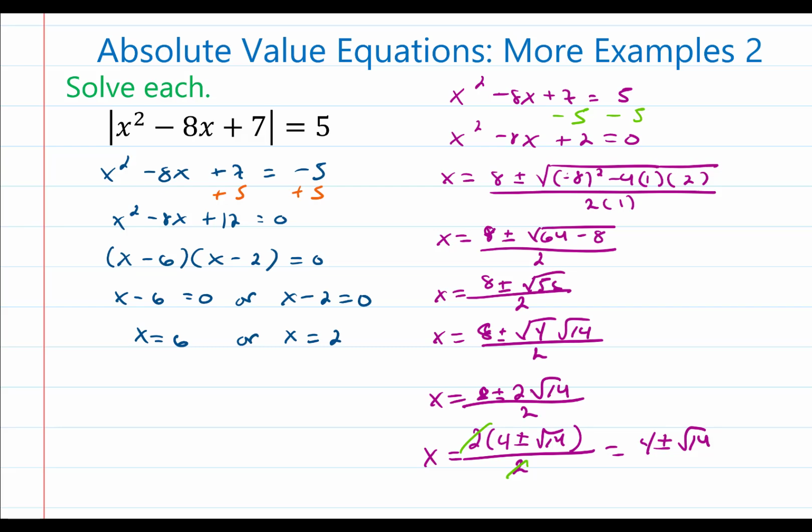So in this case, this absolute value equation has 4 real solutions: 6, 2, 4 plus the square root of 14, and 4 minus the square root of 14.